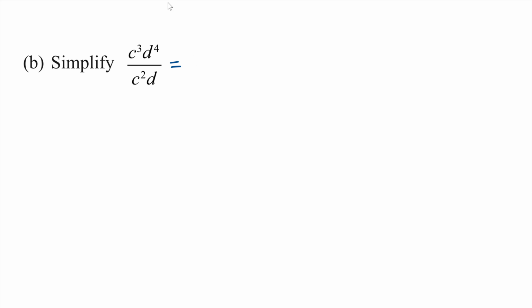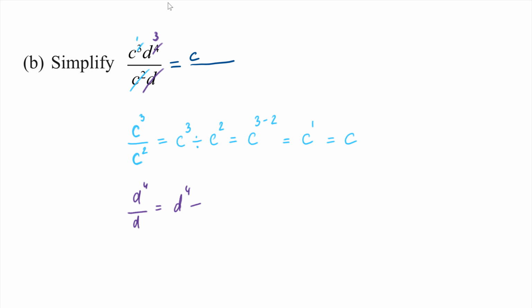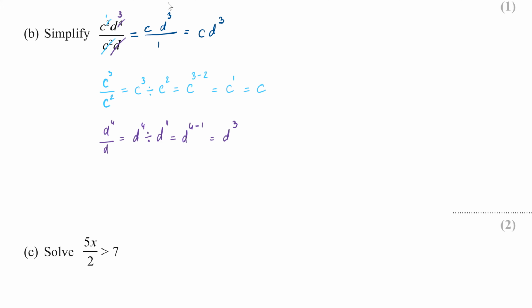Part B. Simplify c cubed times d to the power of 4 over c squared times d. We can start by cancelling out c squared. Dividing by c squared means that we are subtracting the powers. This results in c. Then cancel out a d. D to the power of 4 divided by d is d to the power of 3. So the final answer is c times d cubed.